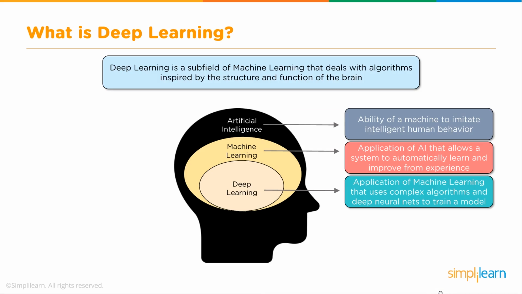Deep learning is a subfield of machine learning that deals with algorithms inspired by the structure and function of the brain. And you can see we have a nice picture here. We have artificial intelligence, which is kind of the big bubble that encompasses all these different things we're talking about. This is the ability of a machine to imitate intelligent human behavior. And in there we have machine learning, an application of AI that allows a system to automatically learn and improve from experience. And if you looked at any of our other videos, you'll know that machine learning covers a lot. So deep learning is a subcategory of that, but don't forget machine learning has all kinds of other tools that people use to do very basic descriptive and predictive and prescriptive analytics. And then you have deep learning, an application of machine learning that uses complex algorithms and deep neural nets to train a model.